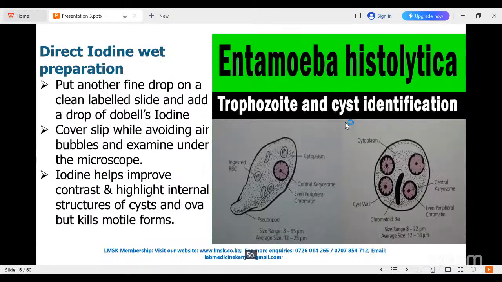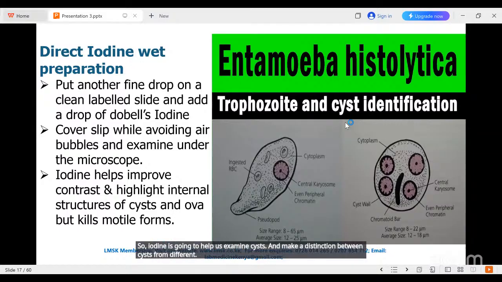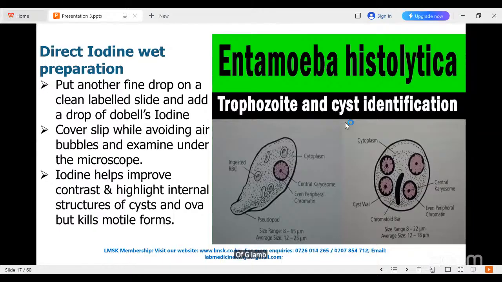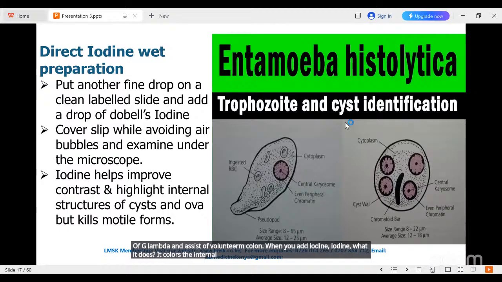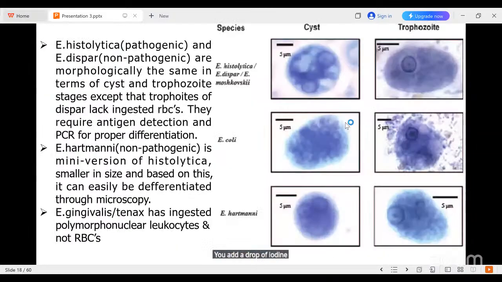So iodine is going to help us examine cysts and make a distinction between cysts from different classes. We have cysts from sarcodina, cysts from mastigophora, and cysts from ciliophora. Before you add iodine, you might confuse, for example, a cyst of G. lamblia and a cyst of Balantidium coli. When you add iodine, it colors the internal structures, and you are able to make a distinction. But the procedure is the same. You just put a fine drop, add a drop of iodine, cover slip, and examine.